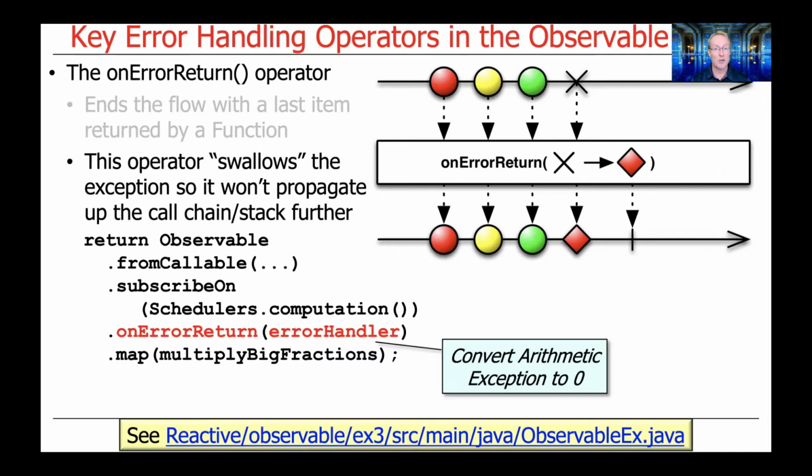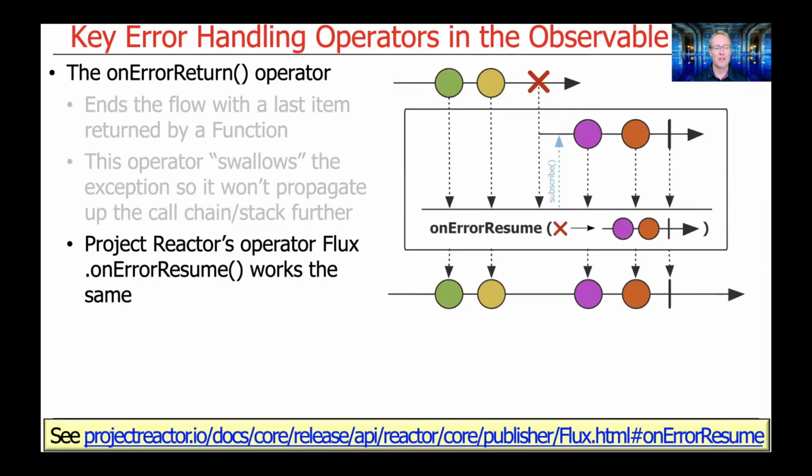And what that error handler parameter is going to do is convert the arithmetic exception to the return value of 0. And then that value will be propagated to the map operator, which will go ahead and multiply some big fraction by 0, which will not have quite the same effect as having an exception propagate out of the scope of that chain of calls on the observable.